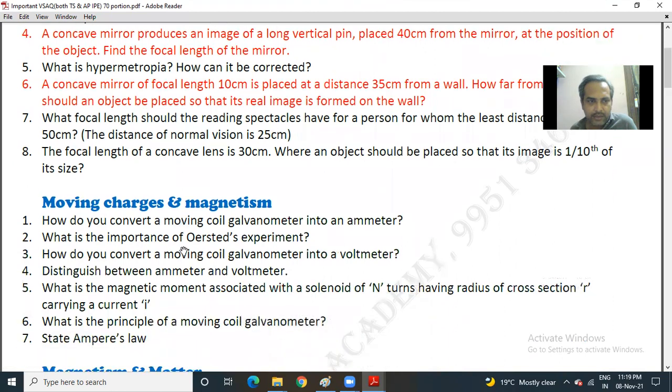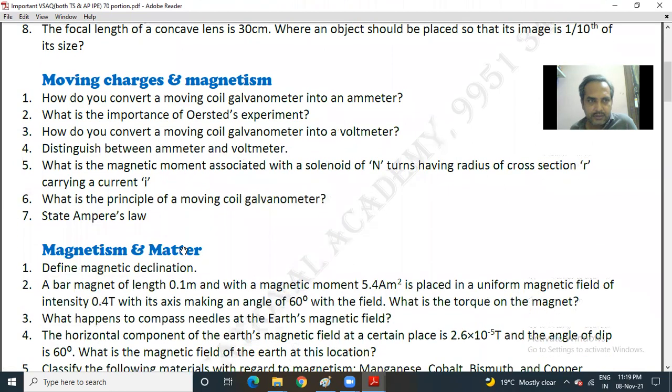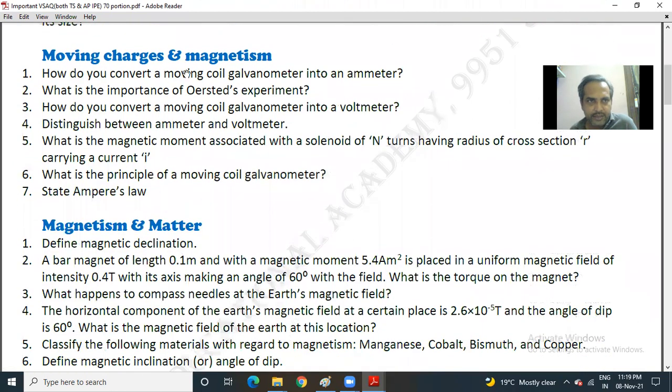Moving to the next chapter, moving charges and magnetism. Question number 1. How do you convert a moving coil galvanometer into an ammeter? Question number 2. What is the importance of Oersted experiment? Question number 3. How do you convert a moving coil galvanometer into a voltmeter? 4. Distinguish between ammeter and voltmeter.